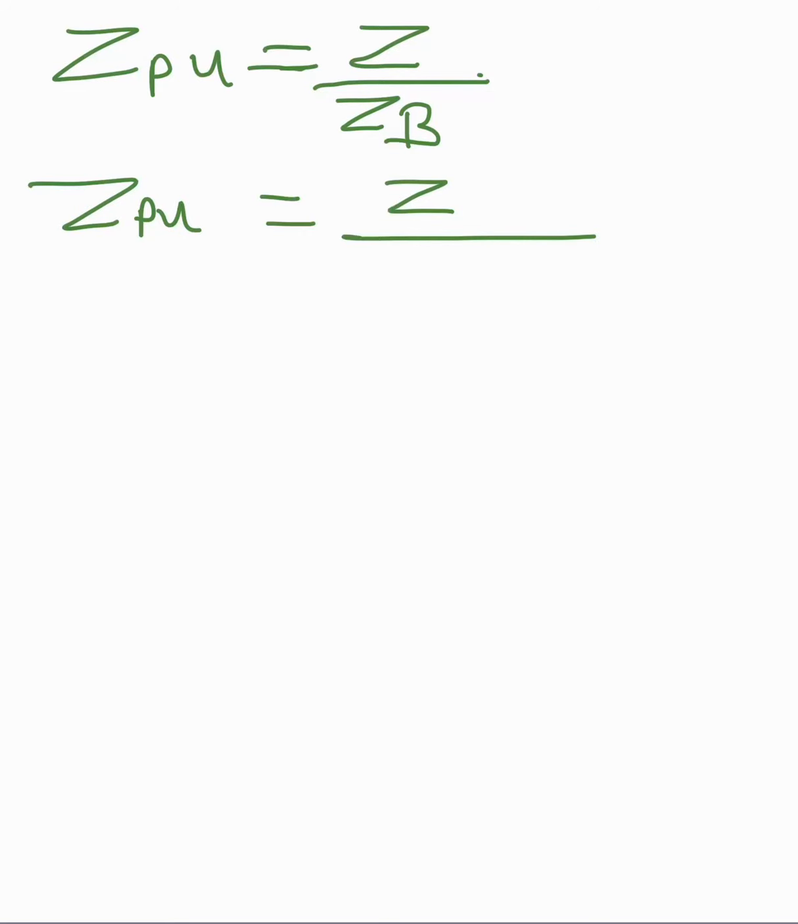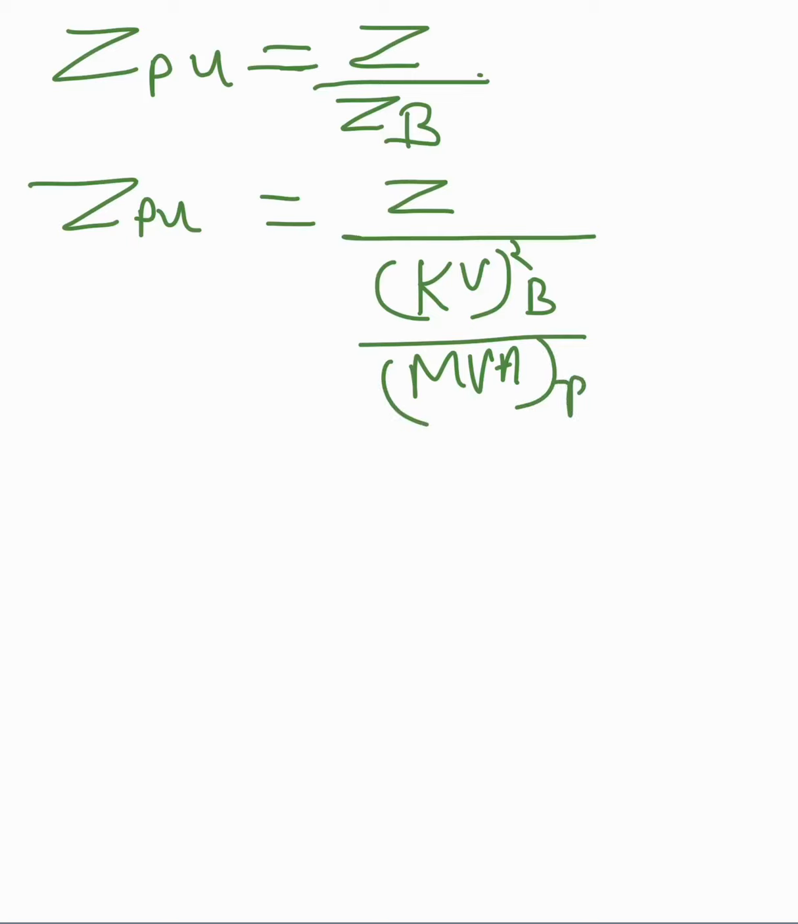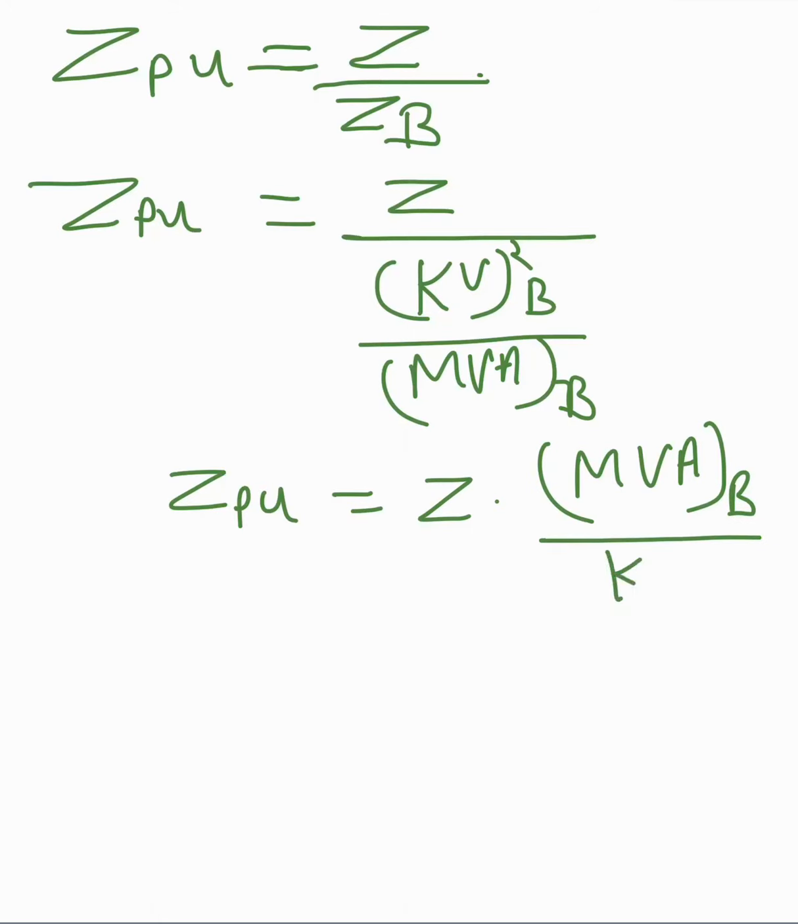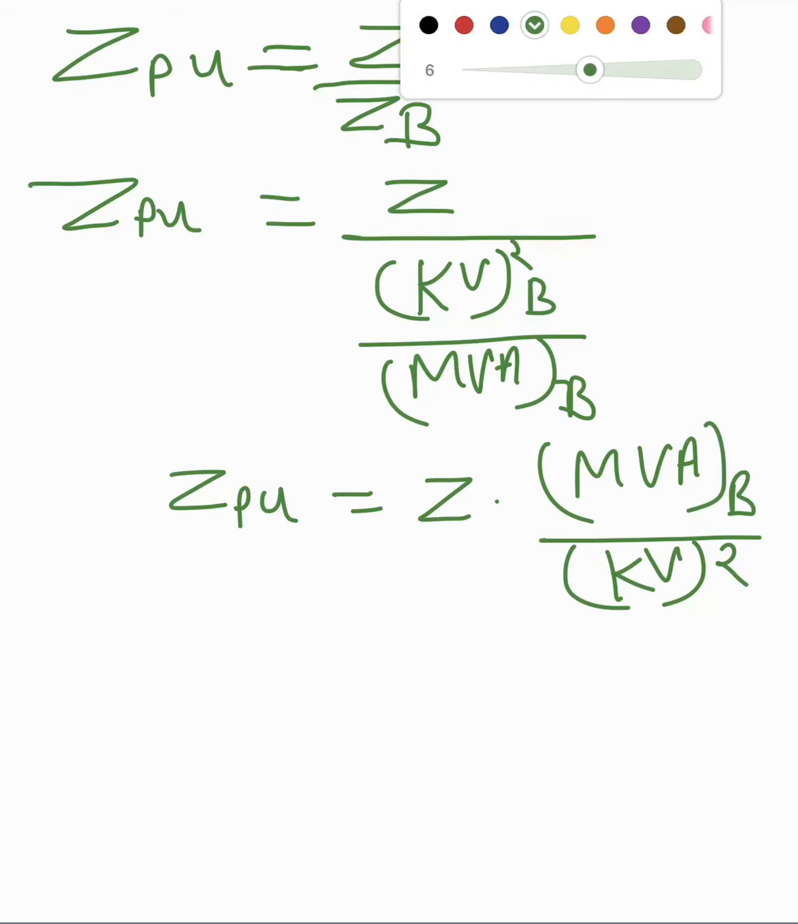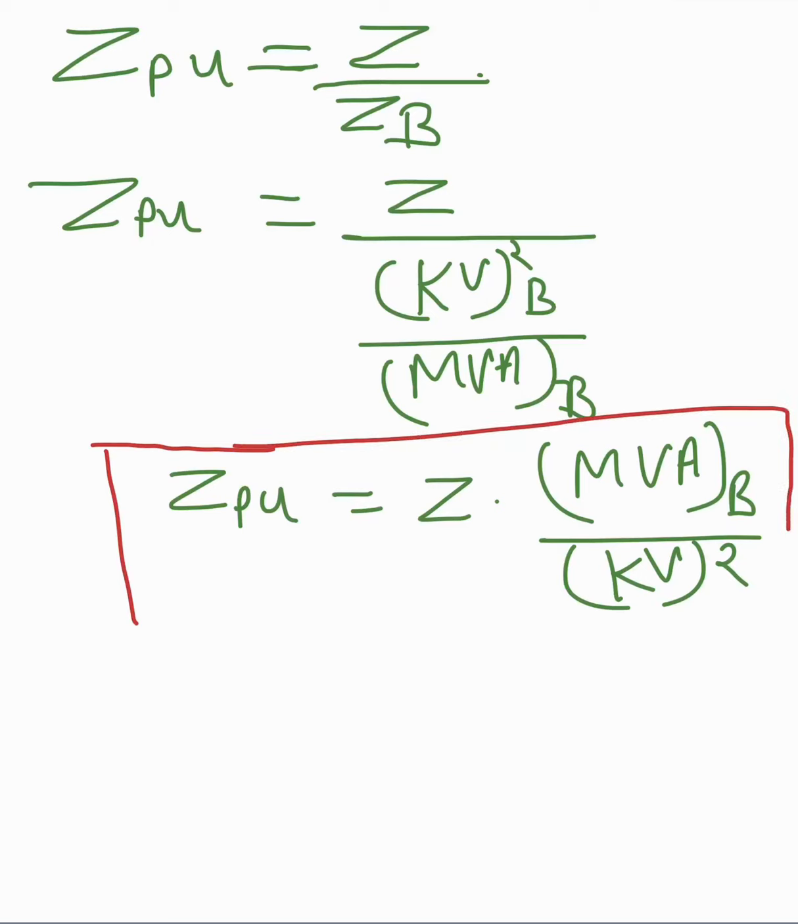We have calculated that ZB is kilovolt whole square base upon MVA base. So Z per unit is equal to Z into MVA base upon kilovolt whole square. So that is the important formula for the Z per unit impedance value.